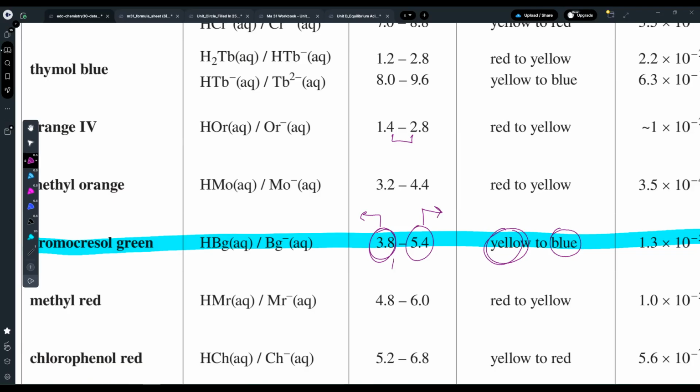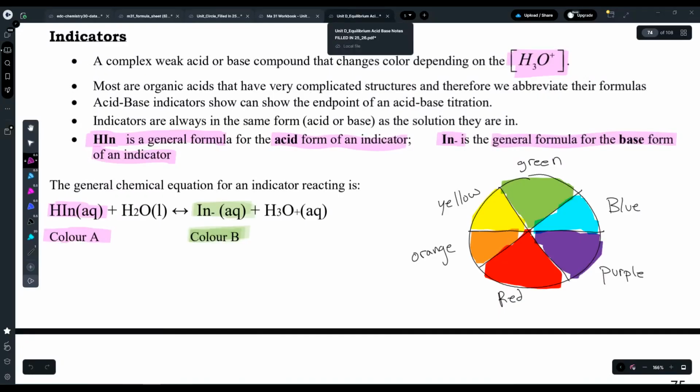And now, if you have a solution in which you add bromocresol green to it, and the pH of that solution is somewhere in between 3.8 and 5.4, then since the pH is in the in-between range, the color of bromocresol green is going to be an in-between color between yellow and blue. So that's going to be green.